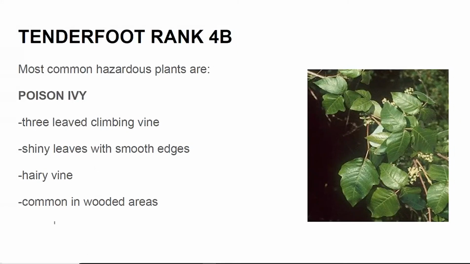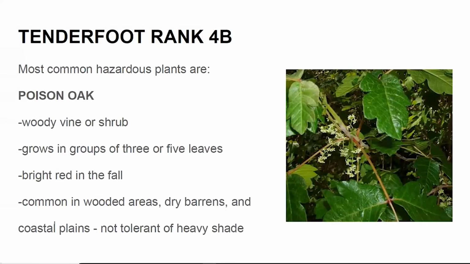Secondly, we have poison oak. Poison oak is not as common as poison ivy, but it looks like a woody vine or shrub. It grows in groups of 3 or 5 leaves, and it is bright red in the fall. It is most common in wooded areas, dry barrens, and coastal plains, not tolerant of heavy shade.